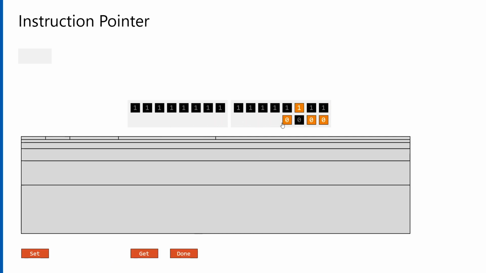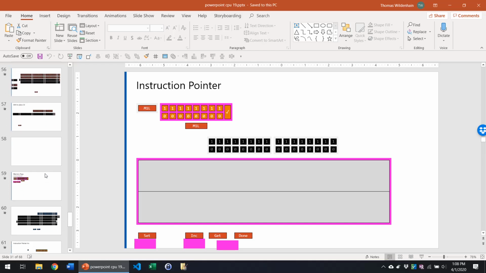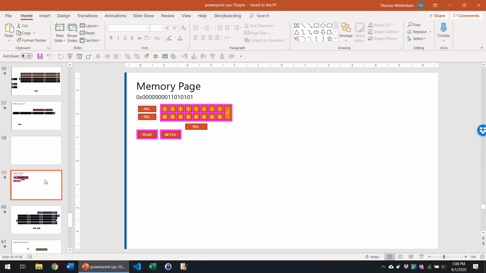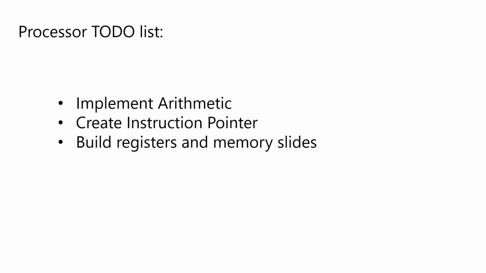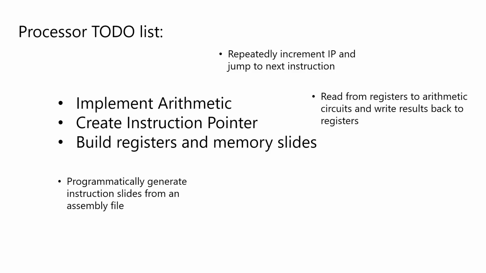Memory can be handled very similarly with a lookup table, except instead of leading to an instruction slide, each leads to a 1-byte rewritable memory cell. Calculations. Control flow. Memory. What else do you need in a processor? Well, it turns out, quite a lot.